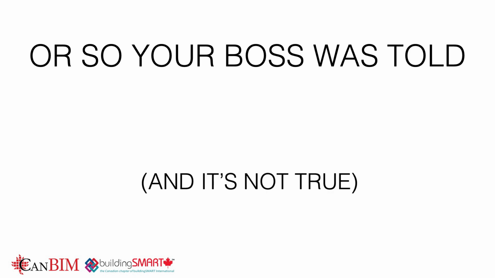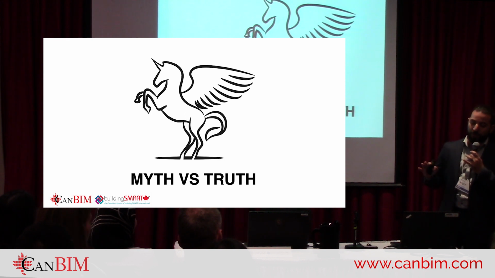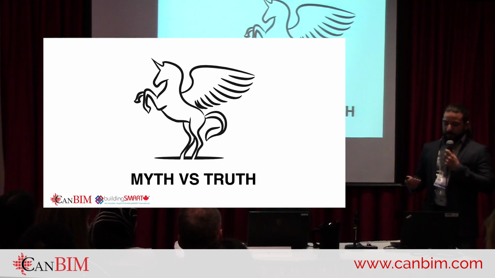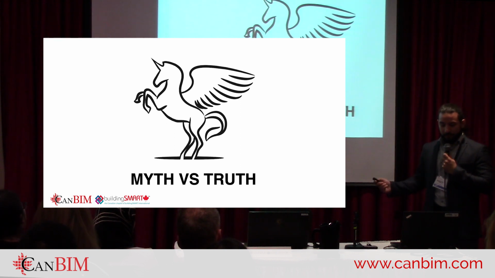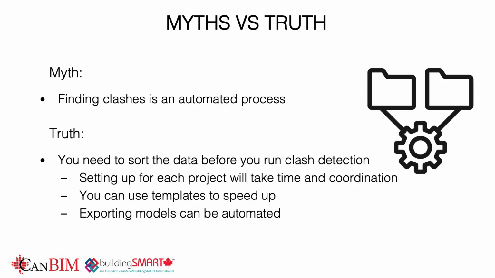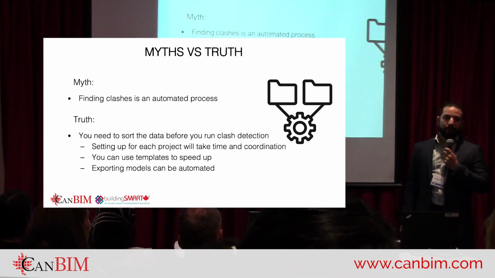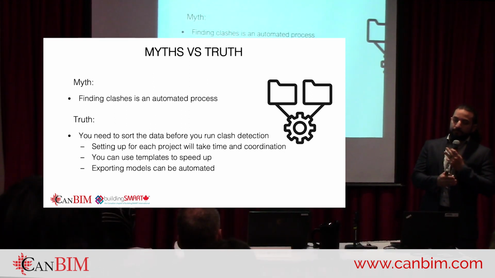So we're going to go into some of those myths, like how people, when I say people, I mean outside of this room probably, perceive how these processes work, and what is the truth about them. So myth one: finding clashes is an automated process. Now, this is partially true, because the software can look at your model, and all it tells you is, is there an object running through another object? And the answer is yes.